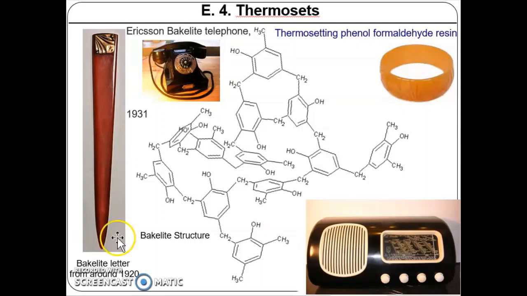So here if I consider the bakelite for example as an example of thermosets, the bakelite is considered the first synthetic polymer. It's a thermosetting phenol formaldehyde resin. This polymer is widely used. For example, in 1931, Ericsson made the first bakelite telephone. We have the bakelite letter opener, the one that we used to open letters, from around 1920.